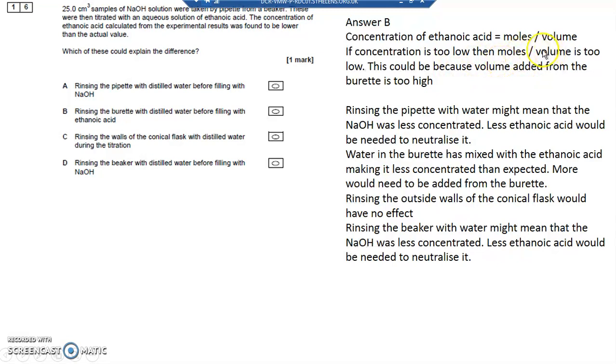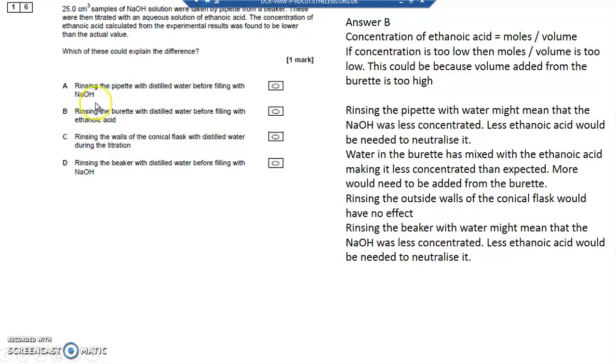Well, another reason the concentration could be too low is that the volume is too big, because when you divide by a big number, the concentration would be lower. So maybe the volume is too big. This could be because the volume from the burette is too high. So there's two reasons why the concentration of ethanoic acid might be too low: maybe there aren't enough moles, or maybe the volume from the burette is too high.